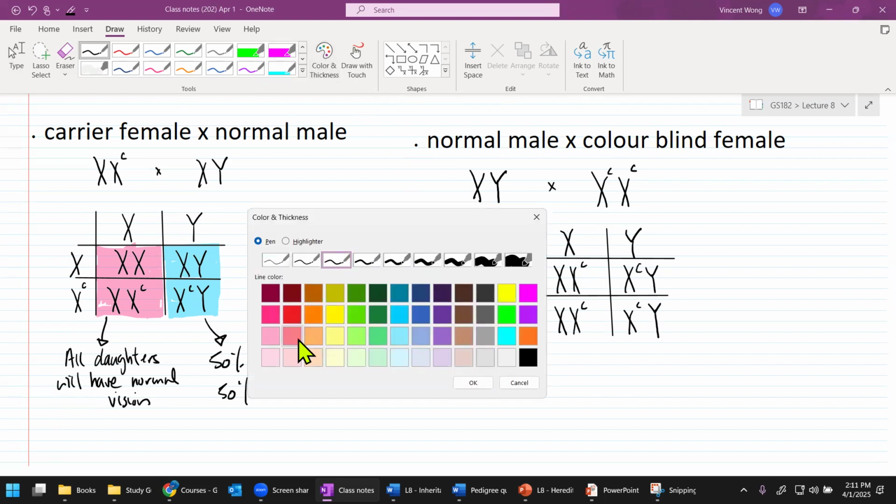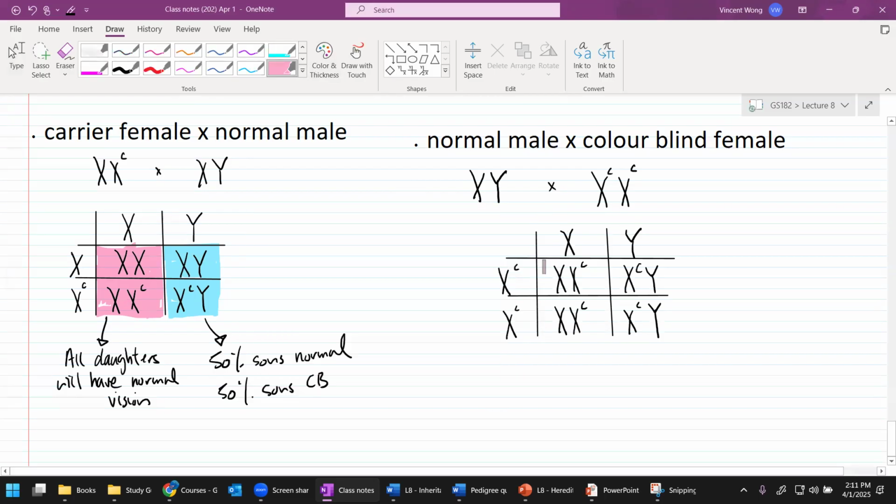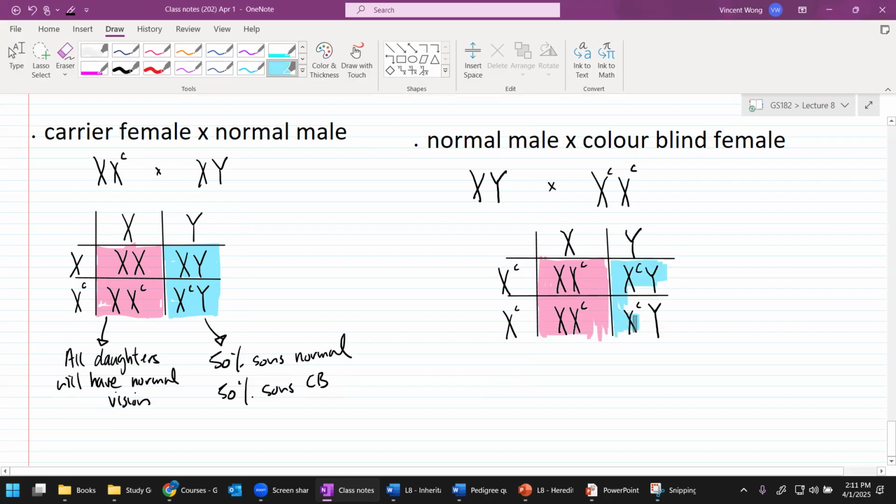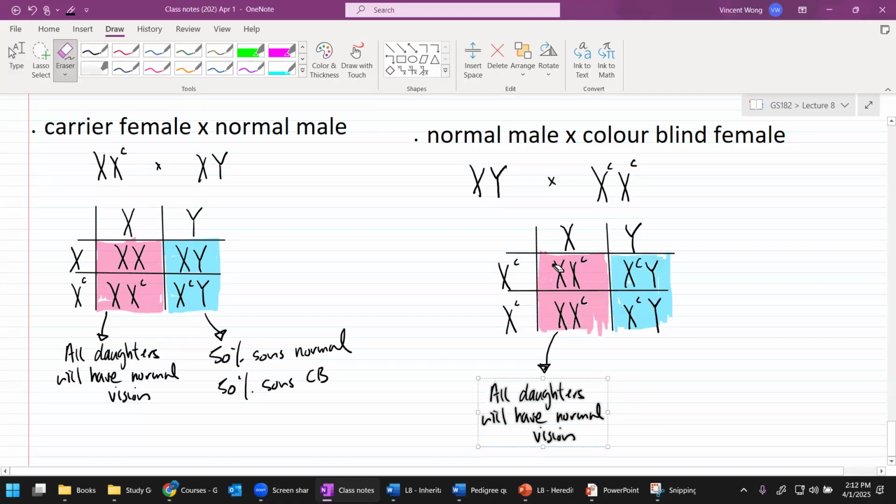Okay. And if we highlight the females here, what's going to happen to the females? Are they going to be colorblind? Are they not going to be colorblind? What's the deal? Well, they are all going to be carriers, but they will have normal vision. Okay. So again, I'm just gonna copy it from here. All of them will have normal vision, even though they're carriers.